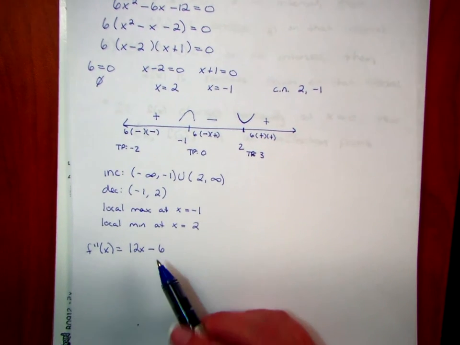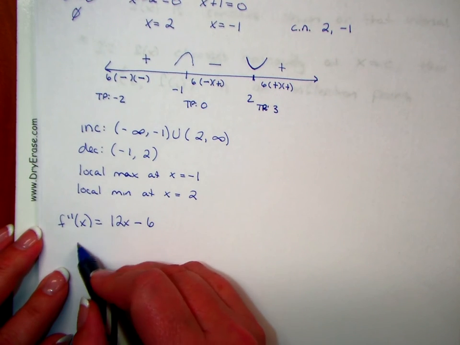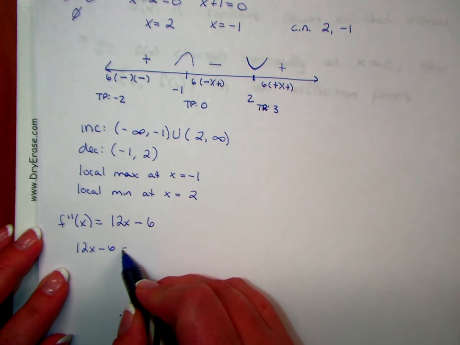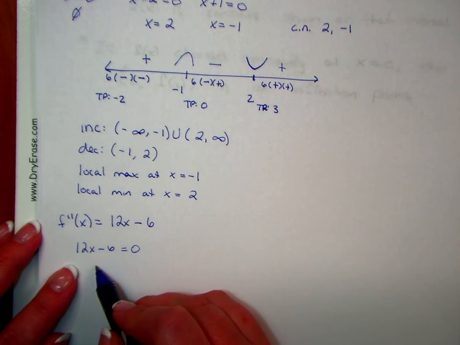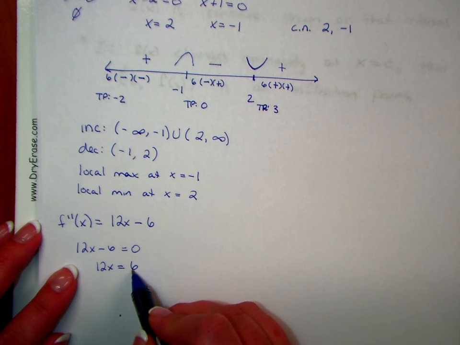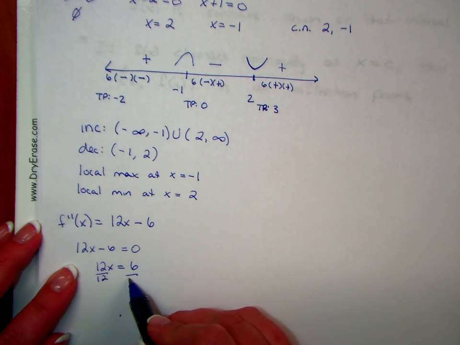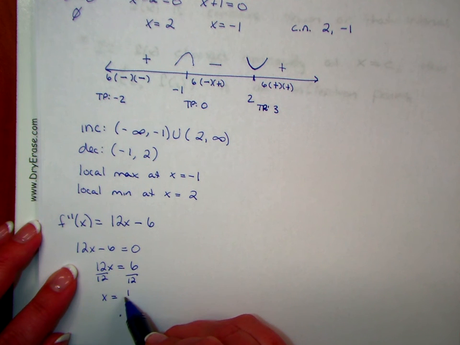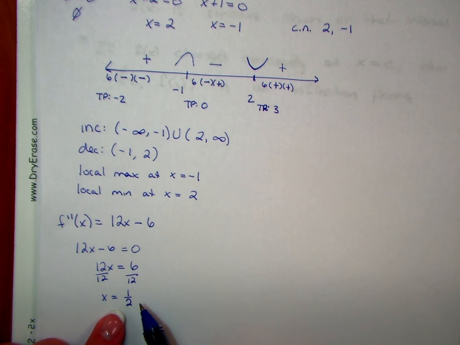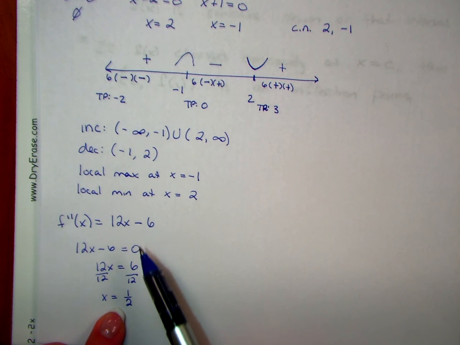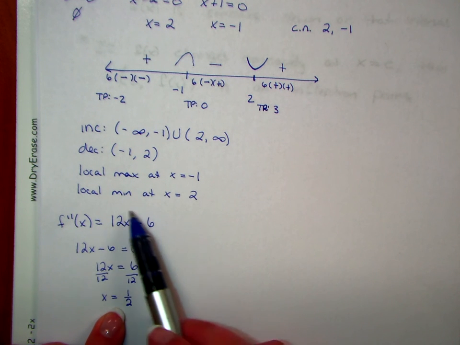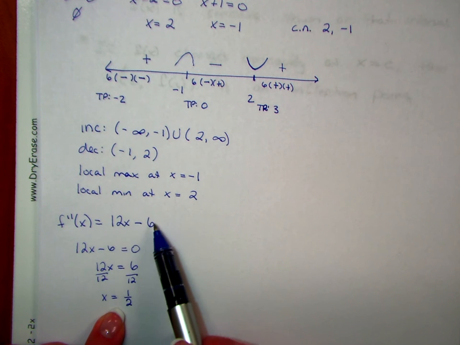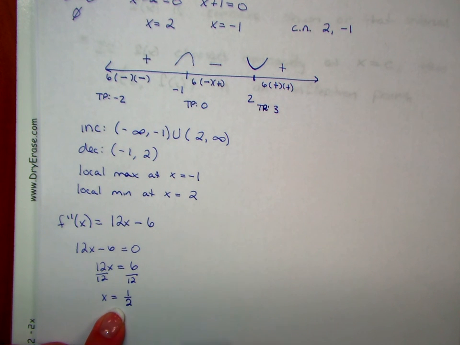If I want to find the critical numbers of the second derivative, I'm going to set it equal to 0. We could factor this if we wanted to, or we could just solve it. So 12x equals 6, divide by 12, x equals 1/2. This is one of our critical numbers, where the derivative equals 0. We always have to ask ourselves, will the derivative not exist? The second derivative is a line. The domain of a line is all real numbers, so we don't have any critical numbers where the second derivative does not exist.